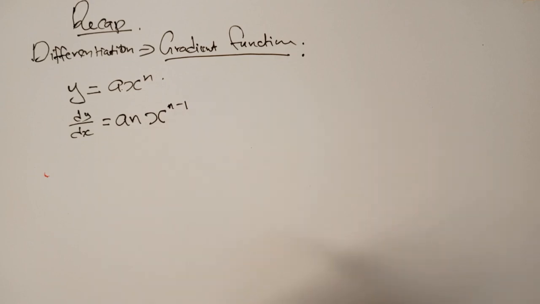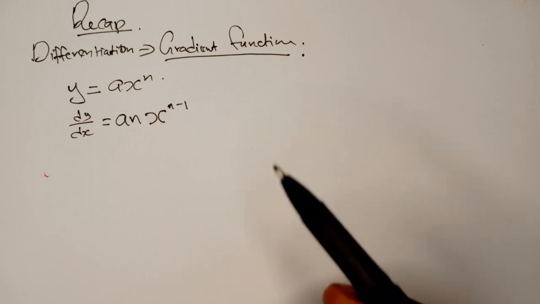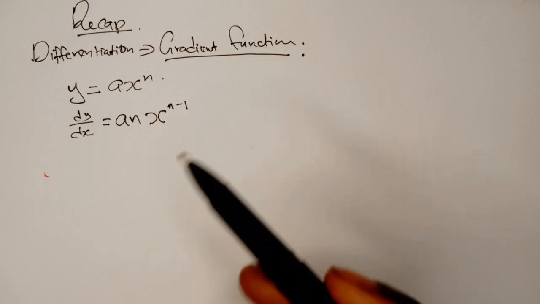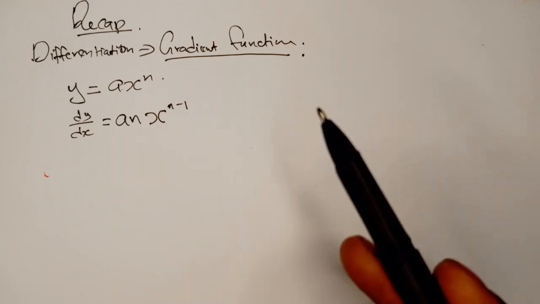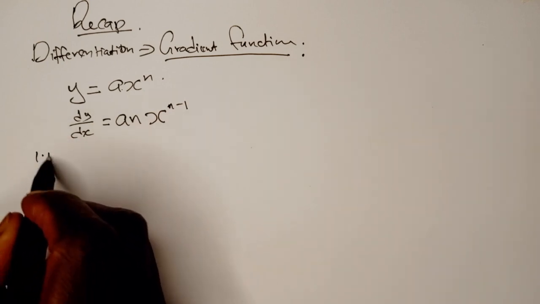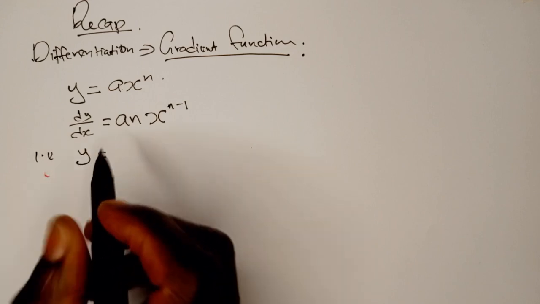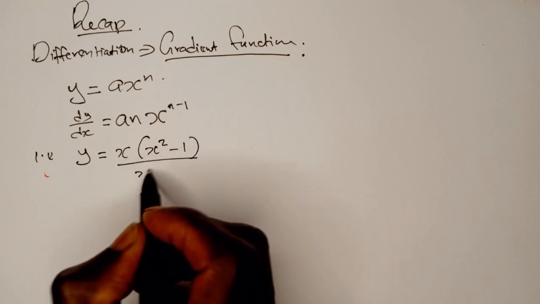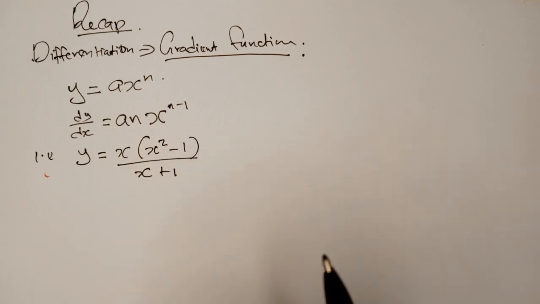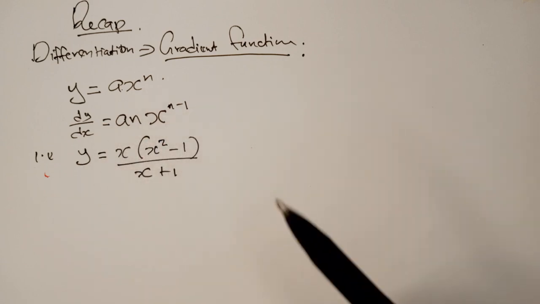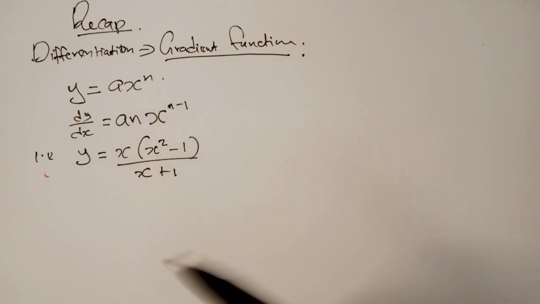Now you're supposed to also know something: always make sure the function is linear before you differentiate. In our syllabus we don't use other formulas like chain rule and the others, so make your functions linear. For example, if I have y equals x(x squared minus 1) over x plus 1, and I'm told to differentiate this one, I first of all simplify this function so that it is easier and in linear form, so that I can easily differentiate.